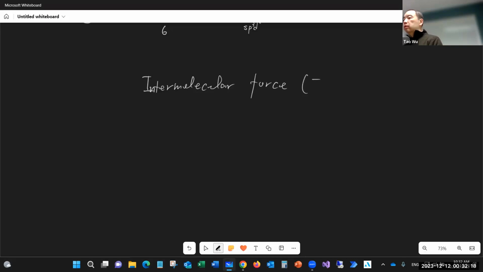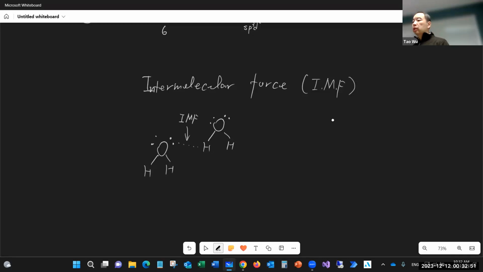Intermolecular force, IMF, intermolecular force. This is talking about the force in between molecules. For example, if we have two water molecules, and those two water molecules interact together, they're going to have a force together. And this force is what we call the intermolecular force. Okay, it's not a bond. It's talking about the force between two of the molecules.